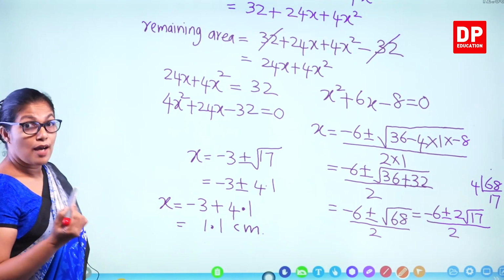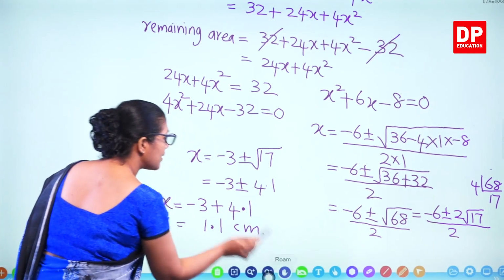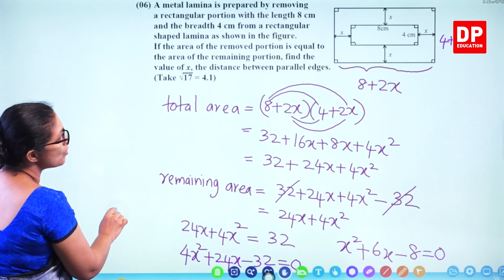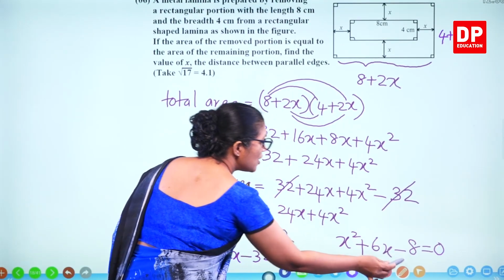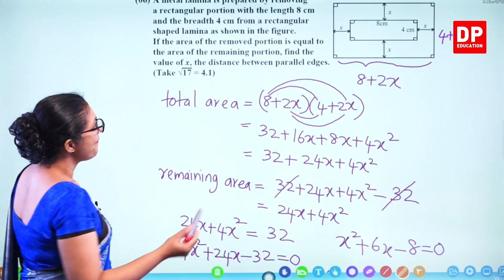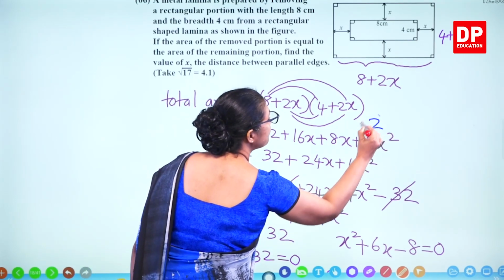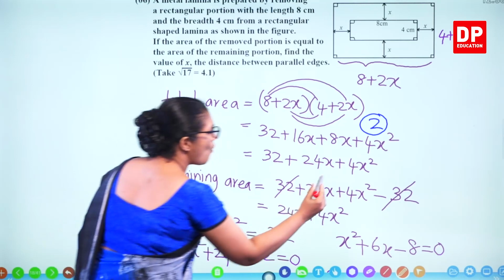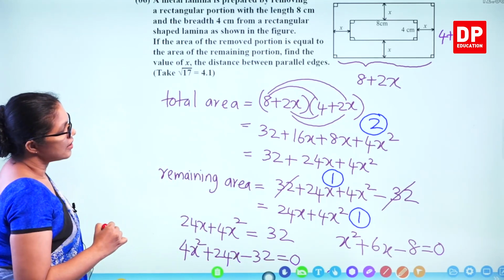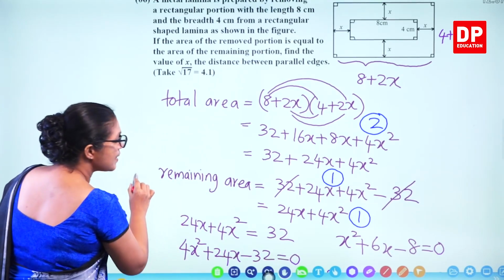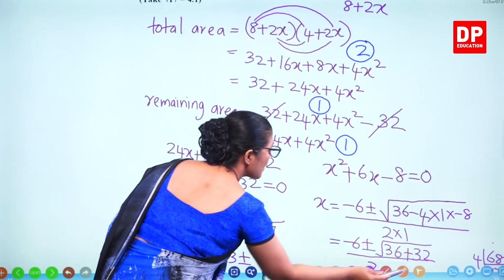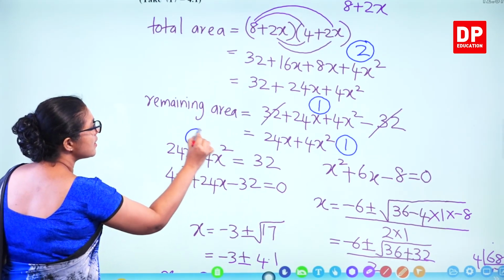So that's the answer. Now, how many marks can you get for this question? This is one big question, so you can get 10 marks for all these steps. So we'll see how we can give marks. Finding the total area, we can give 2 marks. Then the remaining area, 1 mark. And finding the simplified version, 1 mark. Then equating the two, 1 mark.